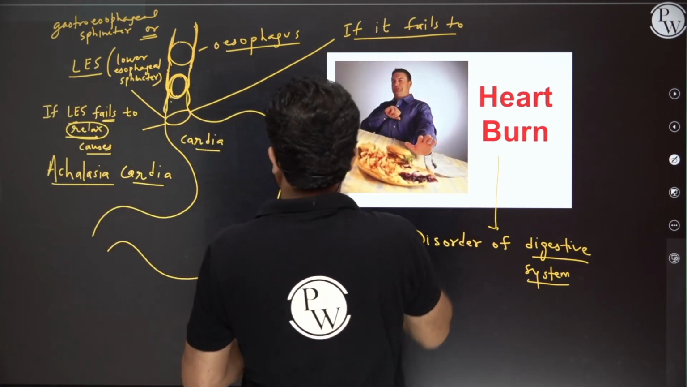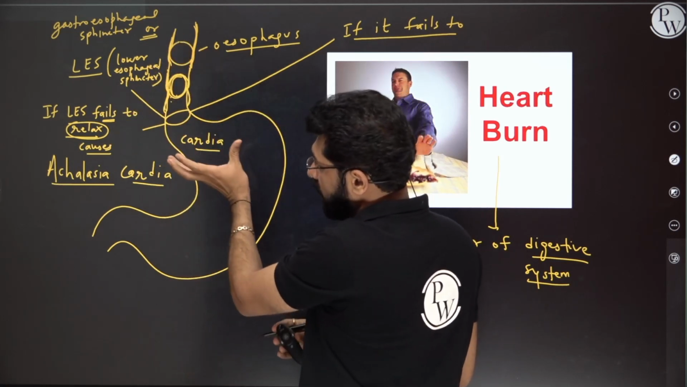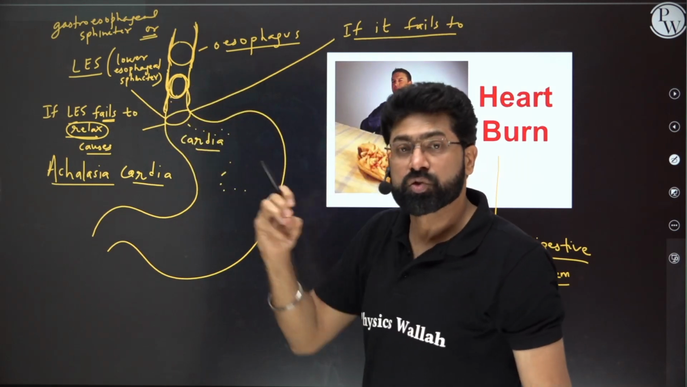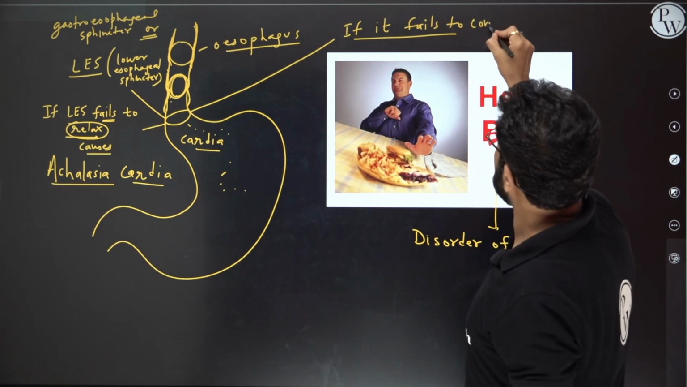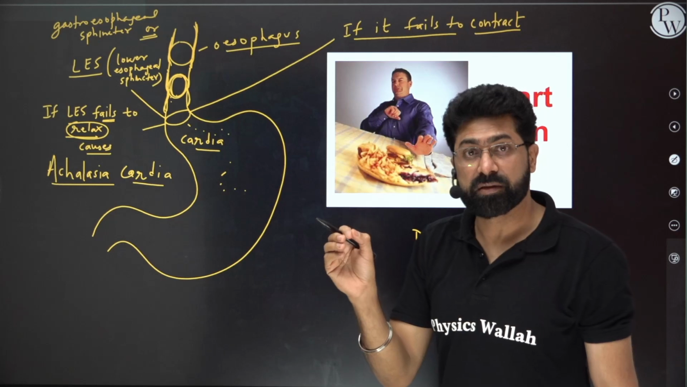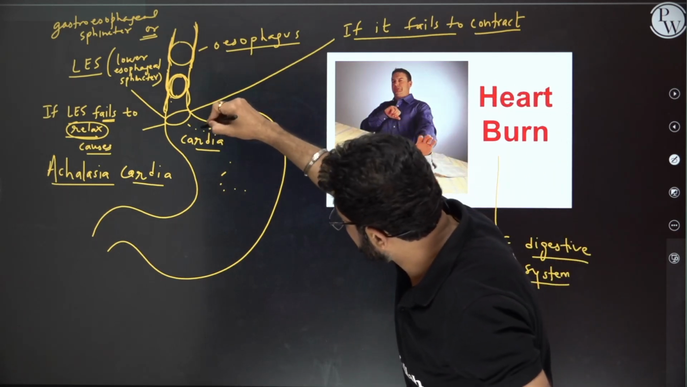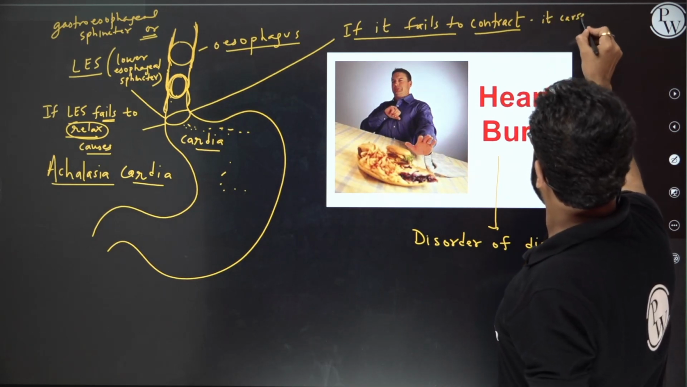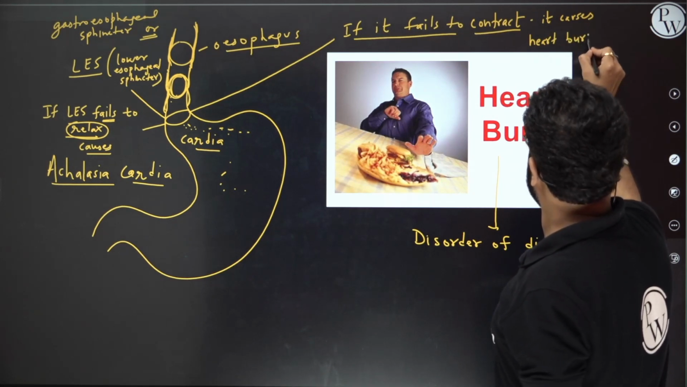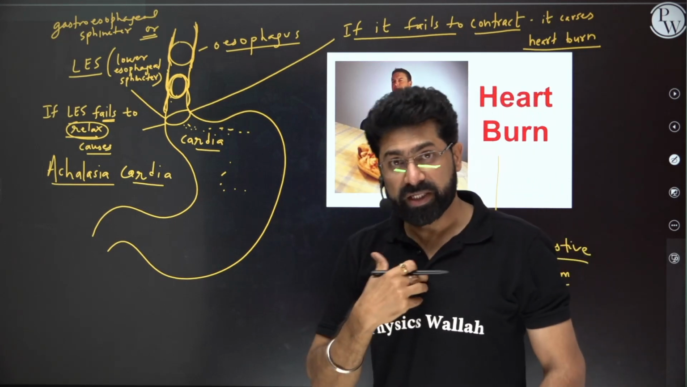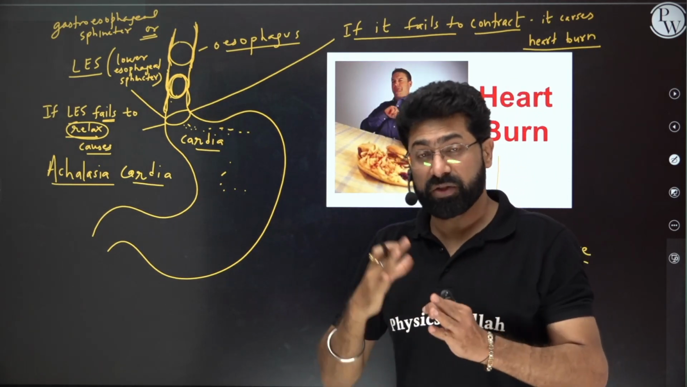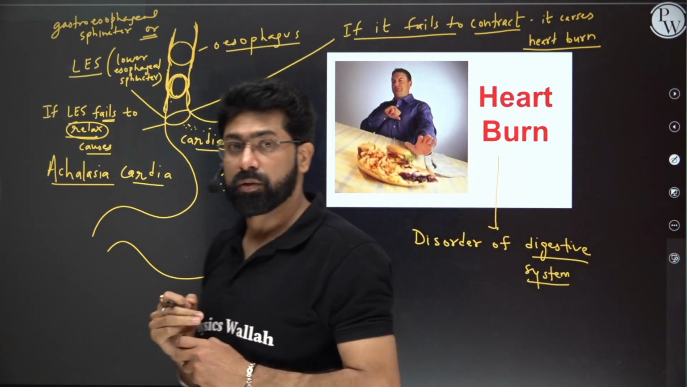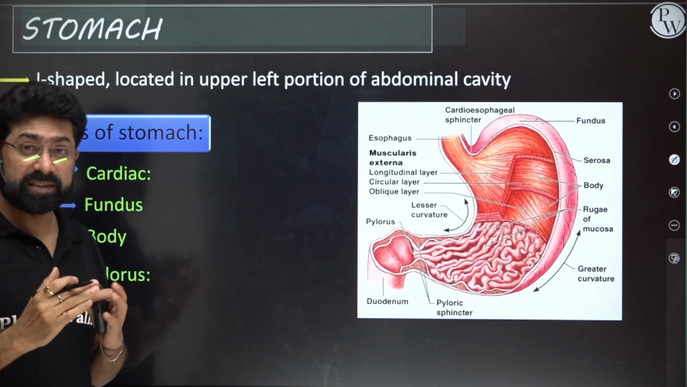But this has to close. Suppose it was relaxing normally, but when it has to contract now, because the food has gone into the cardia, it is not contracting properly. Now you see, if it fails to contract, then the disease produced will be heartburn, because the acidic content can now enter the esophagus. In this region there will be acute pain, and the patient will think it is a heart attack. But it is actually a case of heartburn. Clear? Understood? Yes.